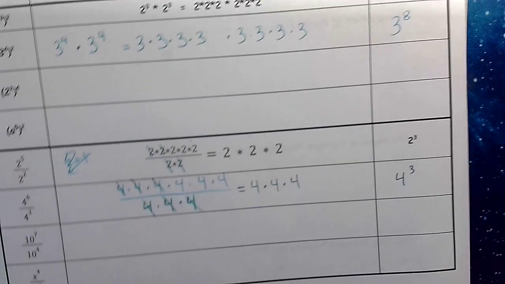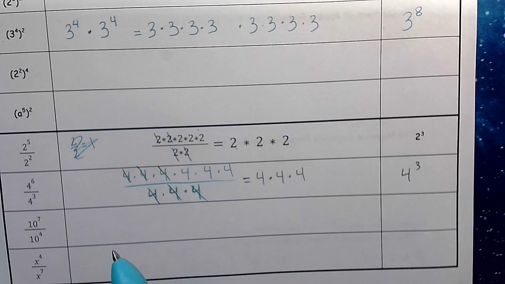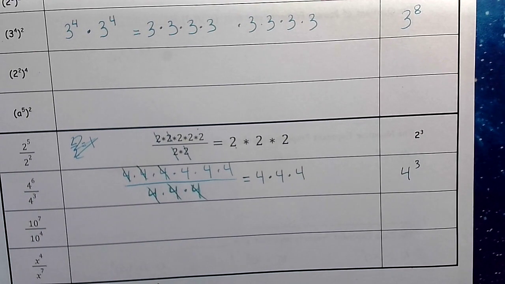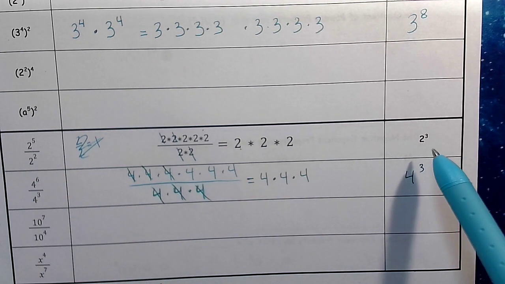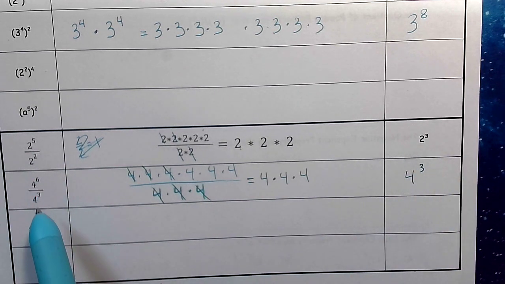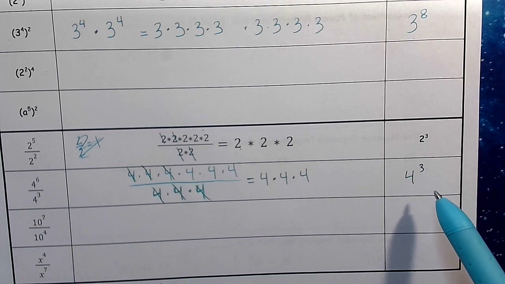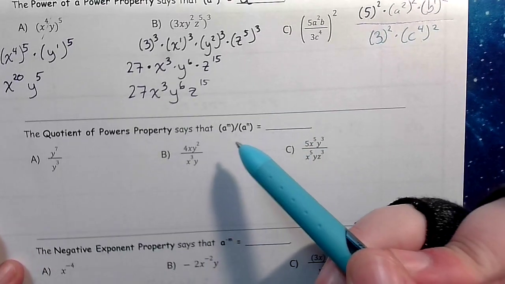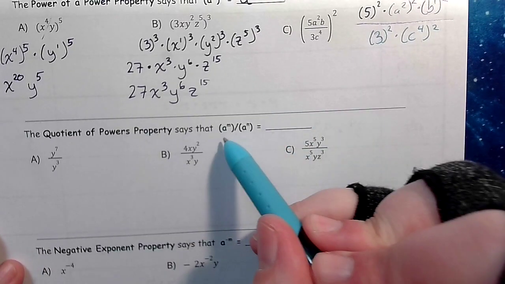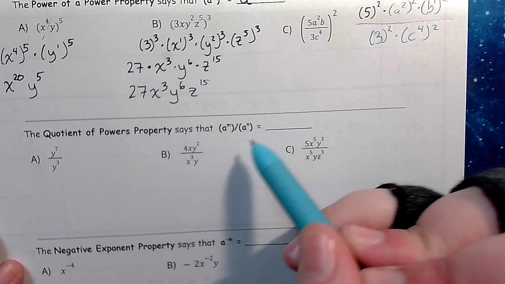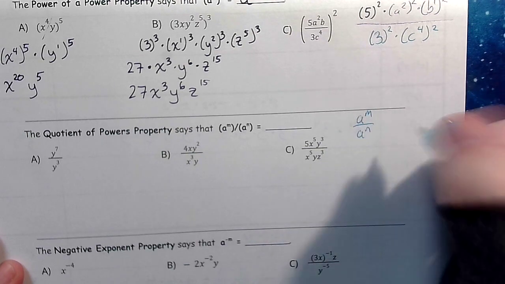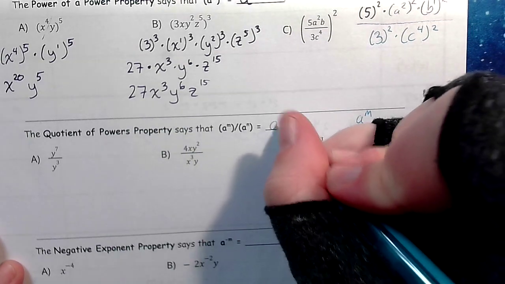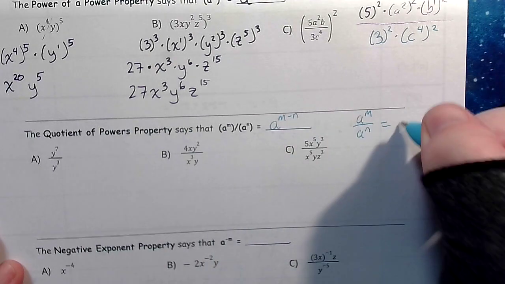The third section of our table dealt with what's called the quotient of powers property. So we had 2 to the fifth over 2 to the second, and we ended up with 2 to the third. We had 4 to the sixth over 4 to the third. We ended up with 4 to the third. The quotient of powers property says that for any numbers a, m, and n, a to the m divided by a to the n, so that's technically a to the m over a to the n, equals a to the m minus n.